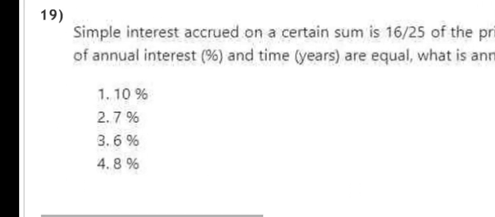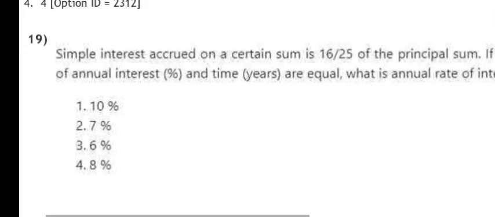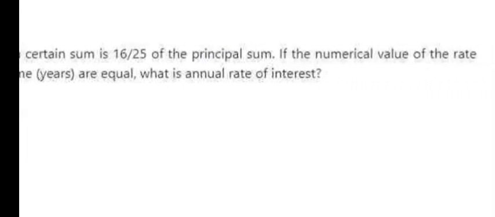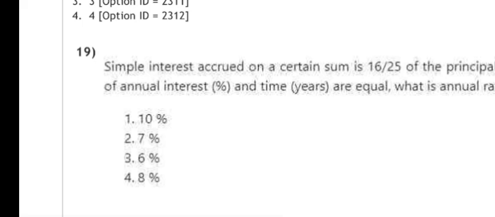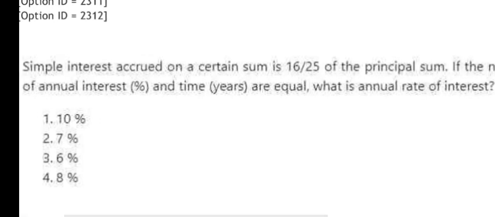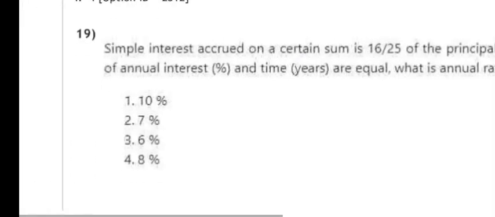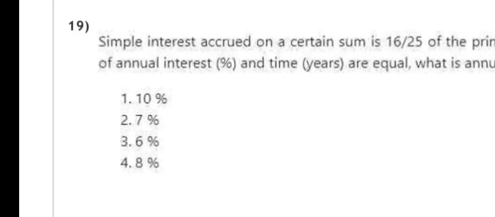Next, simple interest accrued on a certain sum is 16/25 of the principal sum. If the numerical value of the rate of annual interest and time in years are equal, what is the annual rate of interest? 10%, 7%, 6%, 8%. It will be 8%.